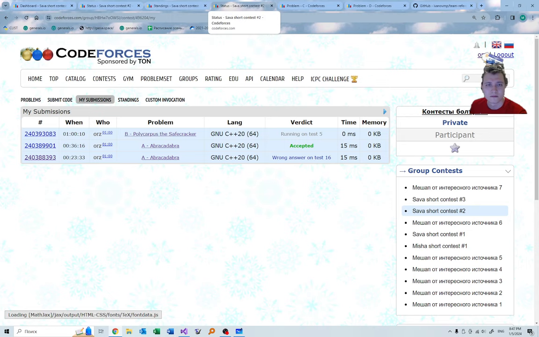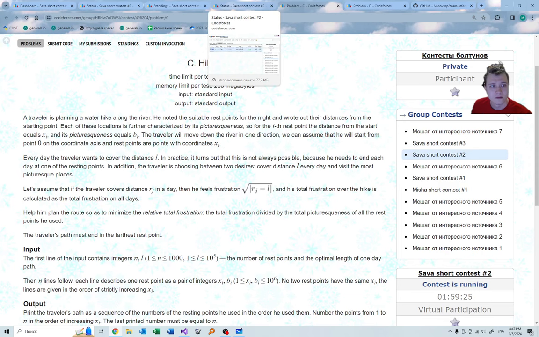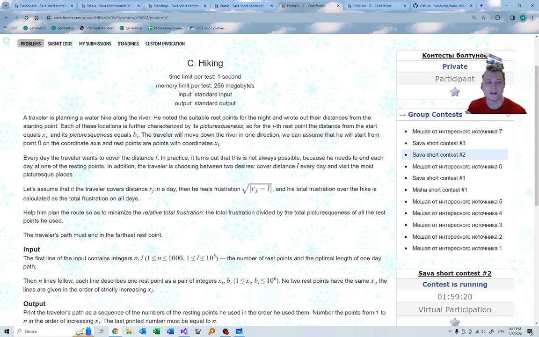Okay, problem C, hiking. A traveler is planning a water hike along the river. So the river, we believe it is a straight line. Each of these locations is characterized by its picturesqueness. The distance from the start equals xi and picturesqueness equals bi. Traveler will move down the river in one direction. Okay. Wants to cover the distance L.